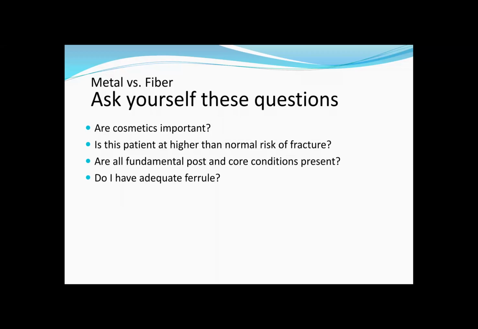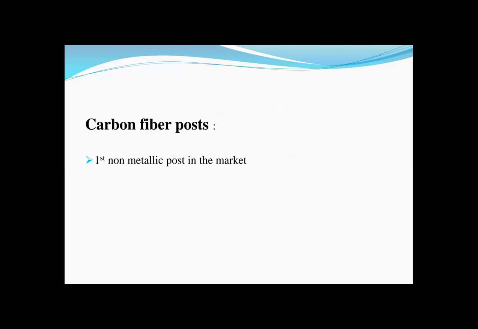In simple words, if you have a good ferrule effect present, always choose a fiber post. If you have a compromised ferrule effect, try to create an ideal condition by doing crown lengthening, as I showed you in Mishra ji's case, and get it to a normal condition, and then use a fiber post. If you have a compromised ferrule effect irrespective and you cannot achieve it, only then do you prefer a metal post. I hope you've understood what I wanted to say so far.